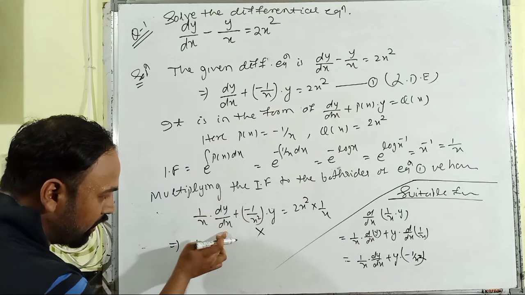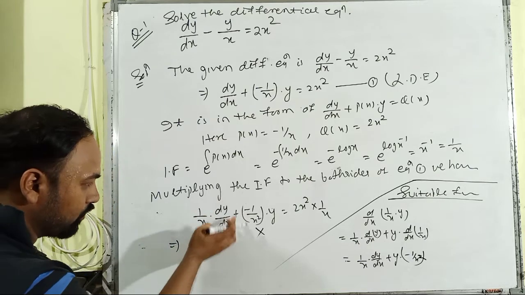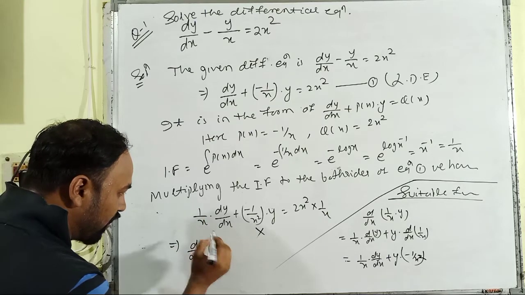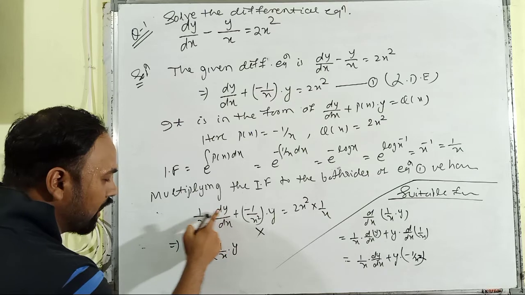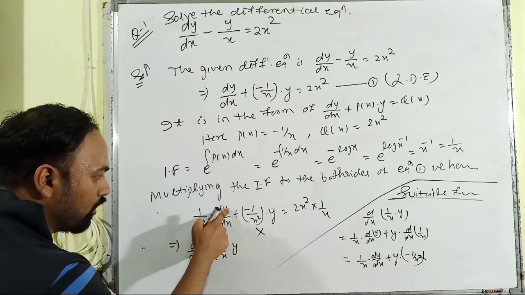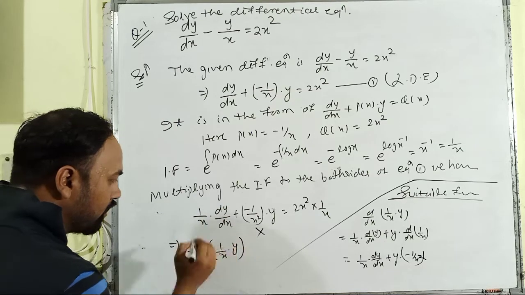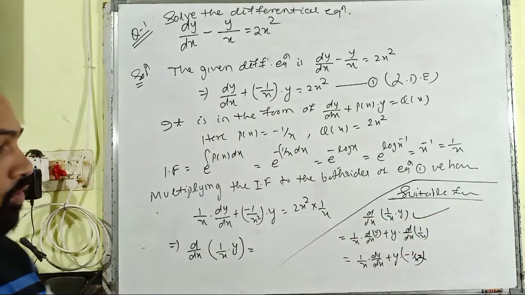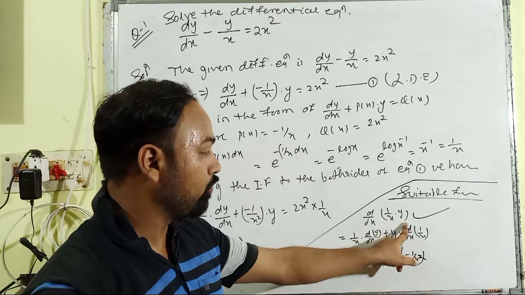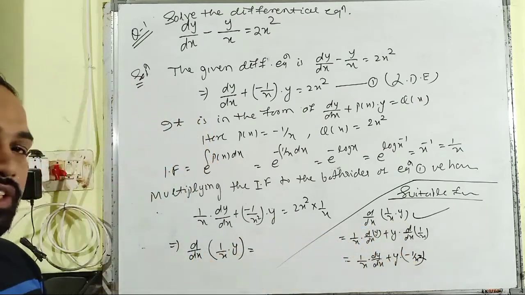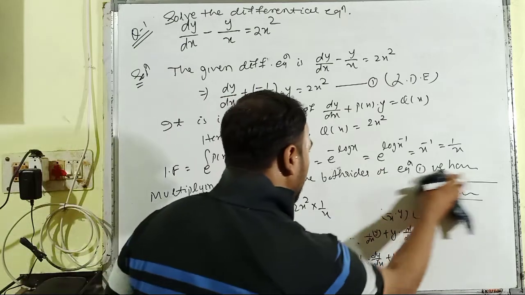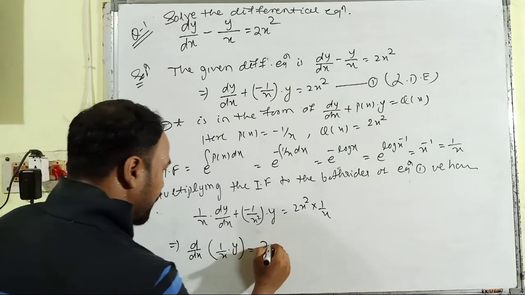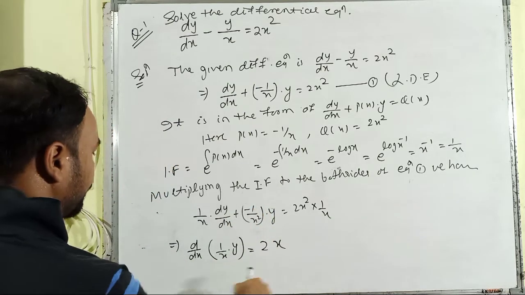Just take d by dx outside of this expression. Then what remains is 1 upon x multiplied with y. So this is the derivative of 1 upon x multiplied with y with respect to x. This is the shortcut trick so that we can find the suitable form in the linear differential equation in quick time, and here the right hand side is 2x.